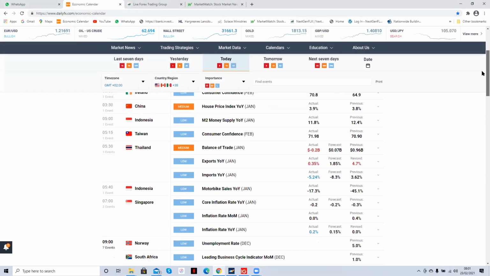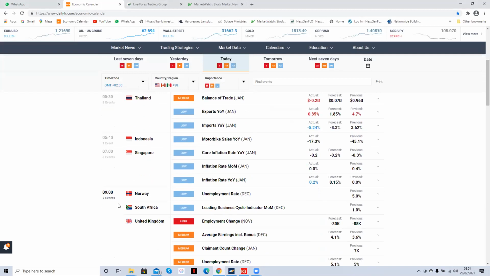So let's see what's coming up today. The first report we have is at 9, which is the UK employment change, a report of high importance. That would mainly have an impact on the UK stock market and currencies paired with the pound. But obviously it could have an indirect impact on the euro and the US dollar in view of the UK being the financial capital of the world.